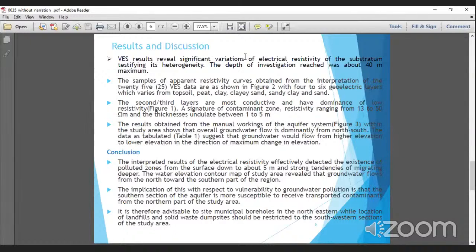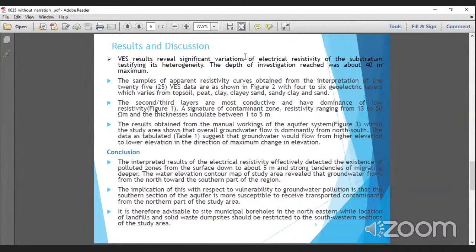The implication of the result, with respect to vulnerability to groundwater pollution, is that the southern section of the aquifer is more susceptible to receiving transported contaminants from the northern part of the study area. It is therefore advisable to site municipal boreholes in the northeast, while the location of landfill and solid waste dump sites should be restricted to the southwest section of the study area.